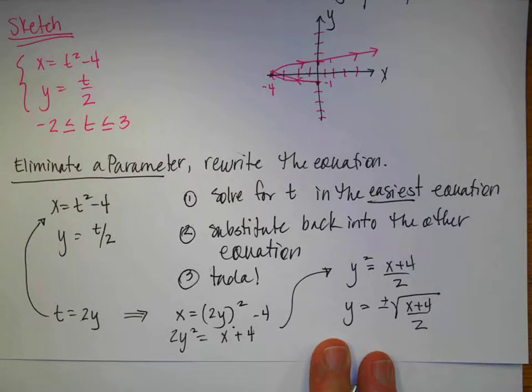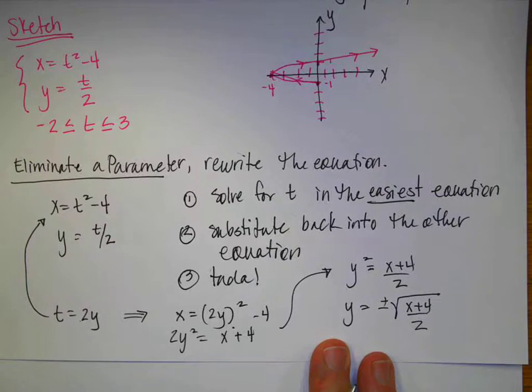I think that's kind of it for that part of it. I could do another example for eliminating the parameter, but at this point I don't know that I need to, because the process is always the same. I'm going to solve for t in the easiest equation, substitute back into the other equation, solve for y, ta-da, done. Okay? All right.